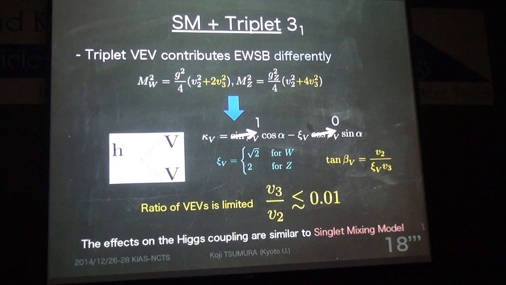Okay, so if we take this one number, basically this goes to 1 and this goes to 0, then we can omit this, and this part that goes to cosine alpha is nothing but the singlet model. It's almost the same as a singlet extension. Then in that sense, we couldn't fingerprint this theory and singlet models.